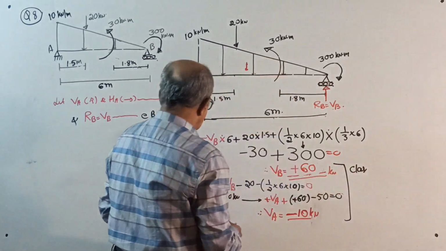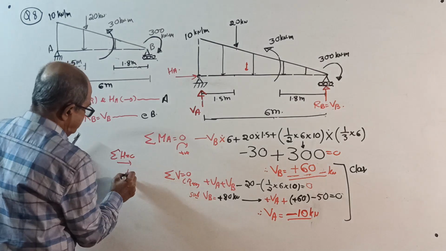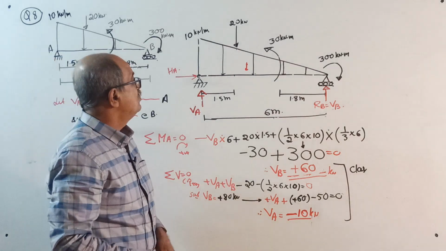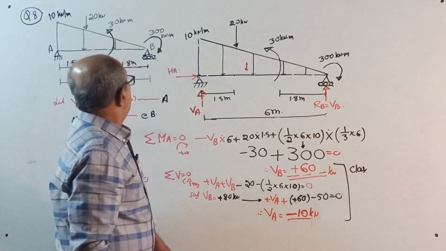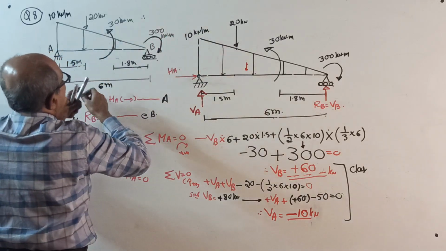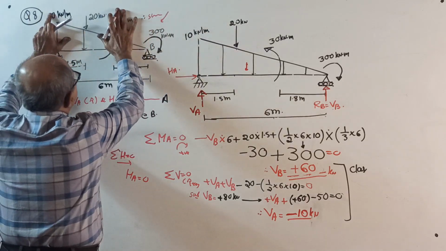Right. One more thing forgotten here. Sigma H equal to 0, right side positive. Your HA will become 0. Even if I don't tell, you write. Okay, now once again, write. Therefore, support reactions will be as shown below. Put the sketch once again.